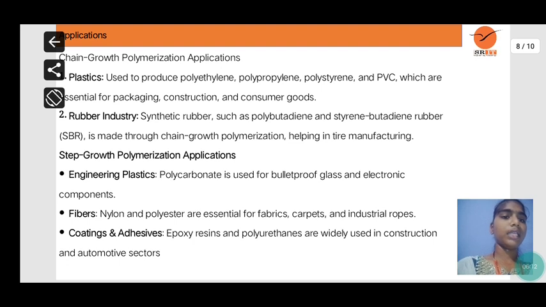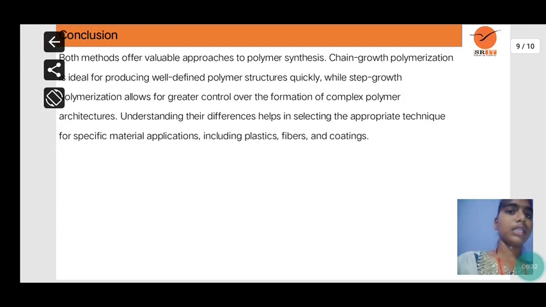Engineering plastics. Polycarbonate is used for bulletproof glass and electronic components. Fibers. Nylon and polyester are essential for fabrics, carpets and industrial ropes. Coatings and adhesives. Epoxy resins and polyurethanes are widely used in construction and automotive sectors.